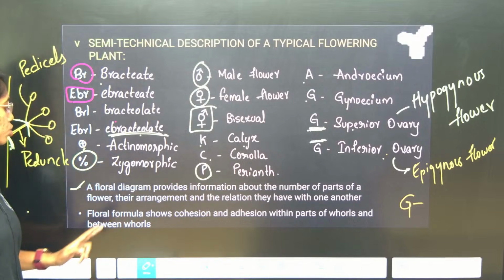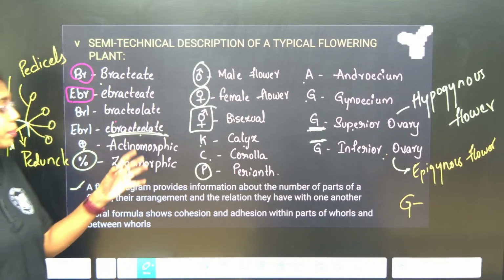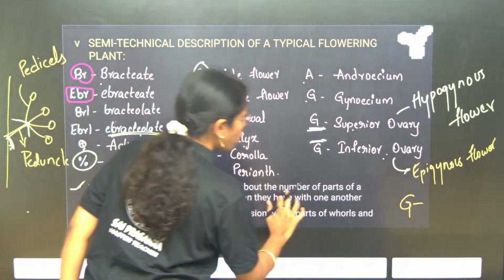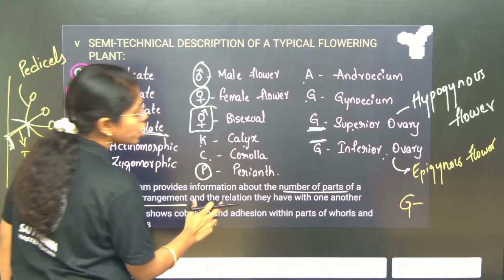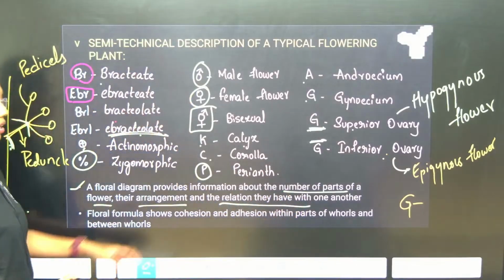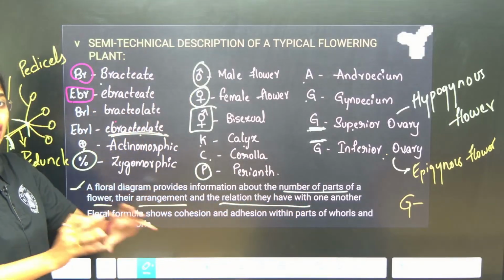Here you look at these 2 points. A floral diagram provides complete information about the number of parts of a flower, their arrangement and their relationship with one another.